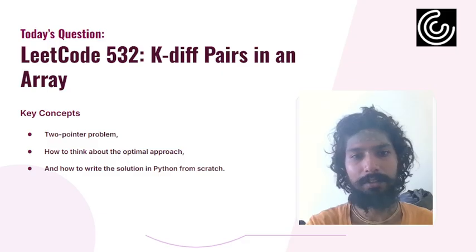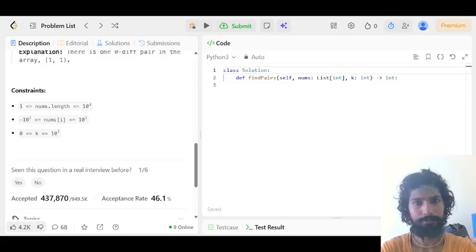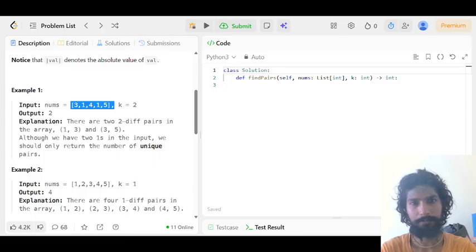For example, suppose the array is 3, 1, 4, 1, 5 and k is 2. This is our array and this is our k. The valid pairs are 1 and 3 and 3 and 5. So the answer is 2.